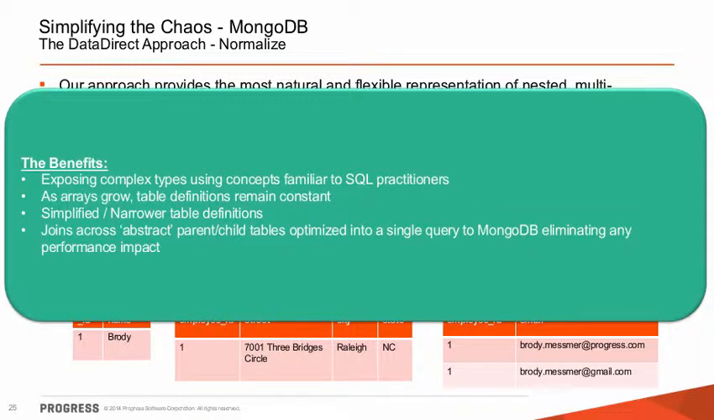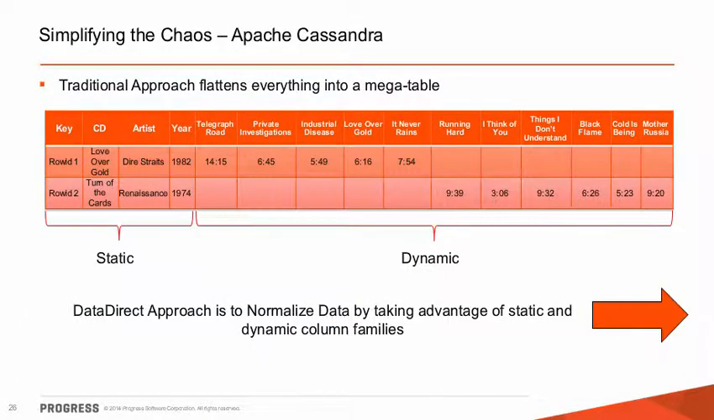There are a number of other benefits that I won't talk you through. With Apache Cassandra, we take a very, very similar approach. The traditional approach for Cassandra is to flatten everything into big tables. With Cassandra, that's an interesting approach, because you end up having tables with potentially thousands and thousands of columns, which is not exactly what people are looking for anyway.